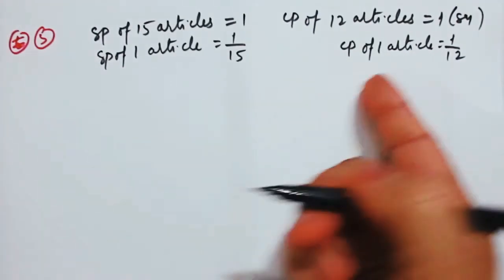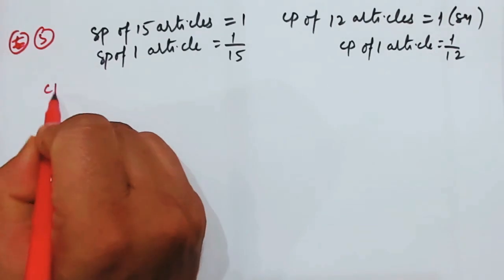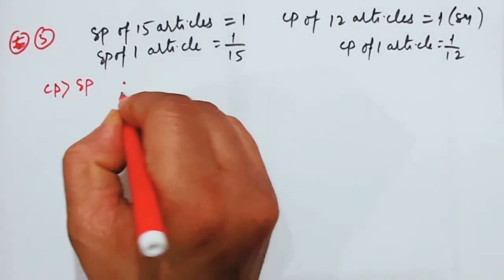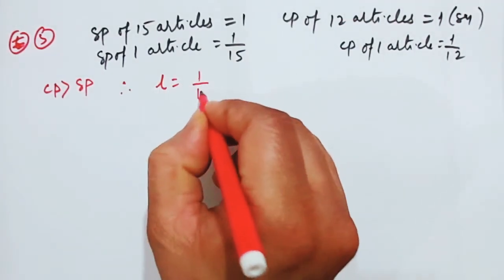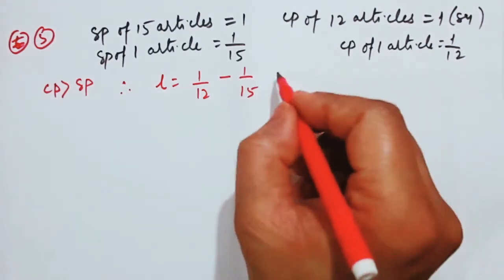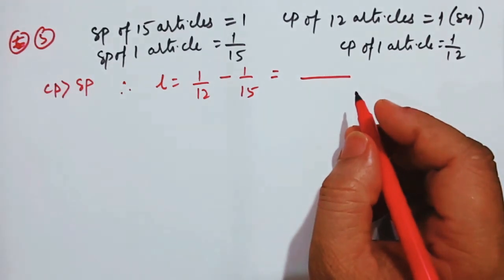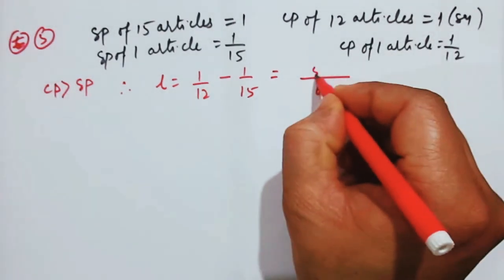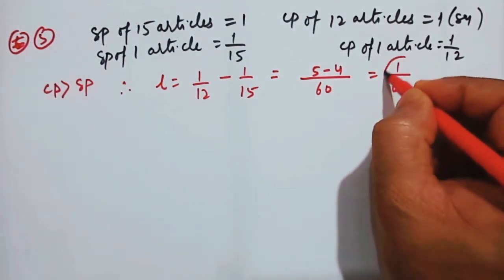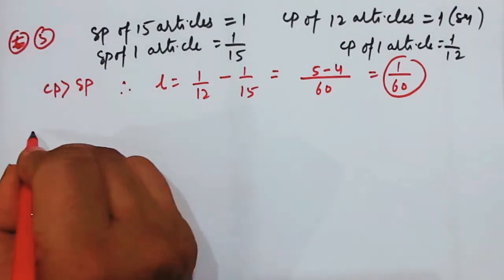Gain or loss? Here the cost price is more. You can see that the cost price is greater than the selling price. Therefore there will be loss. Loss will be equal to 1 by 12 minus 1 by 15. Cost price minus selling price is equal to 1 by 60. So this is the loss.